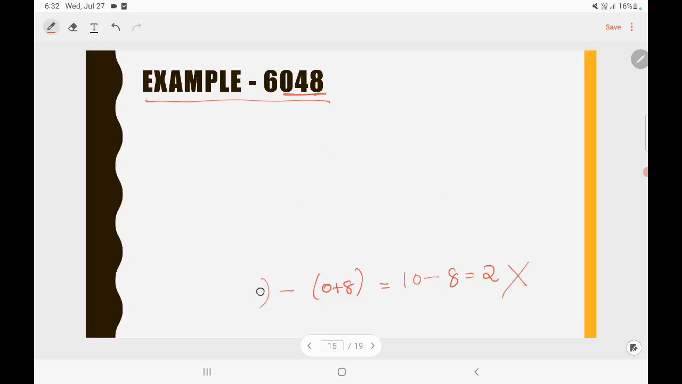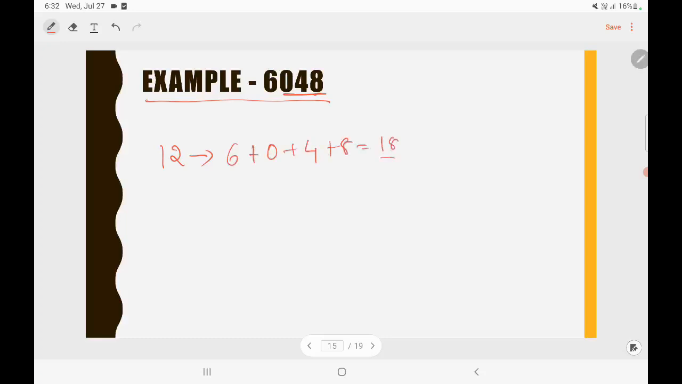Okay, now we will check with 12 and 13. So for 12, if a number is divisible by both 3 and 4, then that number is divisible by 12. Is 6048 divisible by 3? Yes, because 6 plus 0 plus 4 plus 8 is equal to 18. 18 is divisible by 3. Therefore, 6048 is divisible by 3.